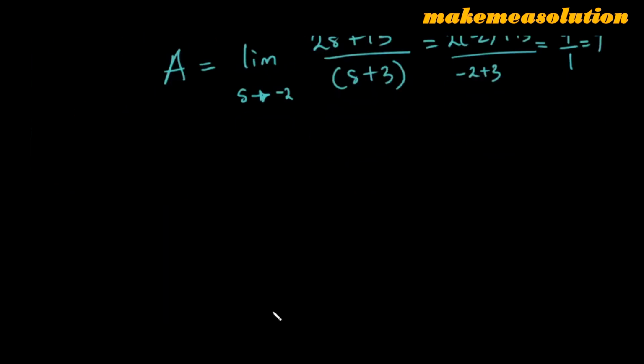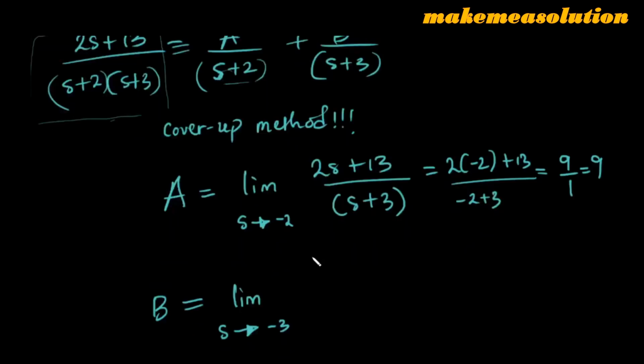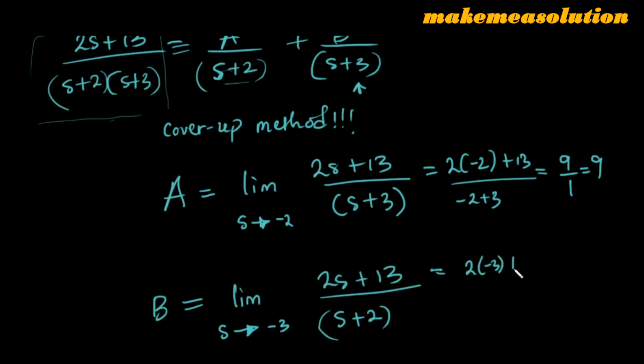Okay, that's all about getting A. Now, if you want to get B, you get B by applying the limiting value as s tends to what? Very good, minus 3, because minus 3 is the number that you put into this factor over here to make it vanish to 0. So you apply this limit on the big fraction at the left hand side, only that you cover up what? The factor under B. So covering up that factor, you'll be left with (s + 2). Applying negative 3, you have 2(-3) + 13 divided by -3 + 2. 2 into -3 is -6, plus 13 is 7, divided by -1, which gives me -7. Is that okay?